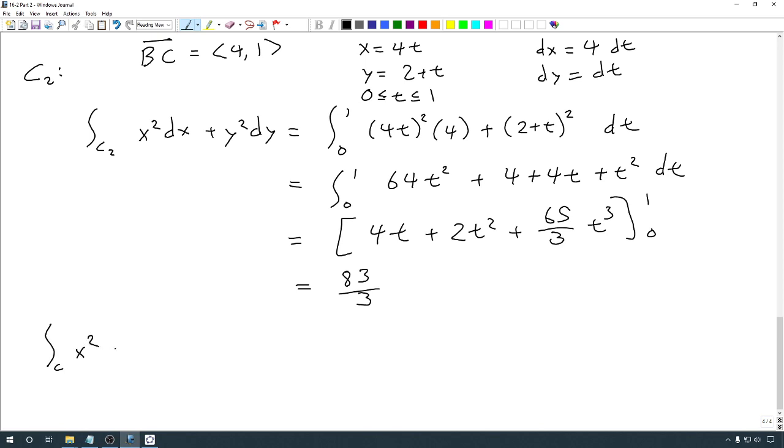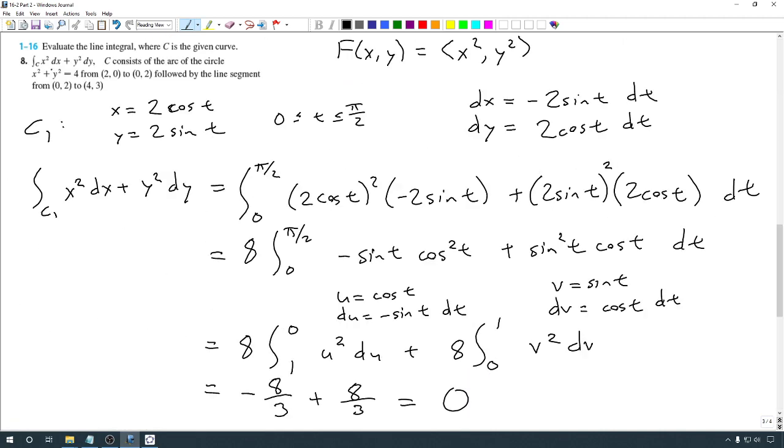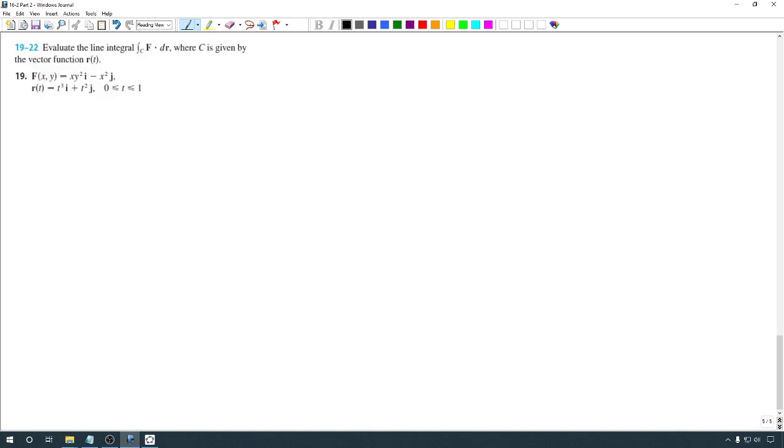And then the whole thing over the entire curve was just add those together. We get 0 plus 83 over 3, or just 83 over 3. And so that is the line integral of essentially this vector field x squared y squared over that curve, and that's what we wanted to get.